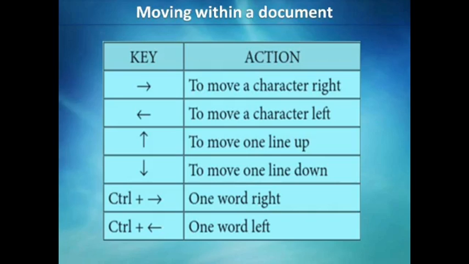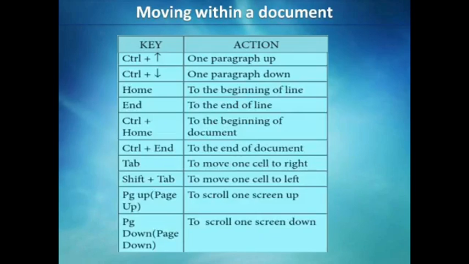If you want to move one word from the right of the insertion point, then we will press Ctrl plus right arrow key. If you want to move one word from the left of the insertion point, then we will press Ctrl key and left arrow key. To move one paragraph up, we will press Ctrl plus upward arrow. One paragraph down, we will press Ctrl plus downward arrow.